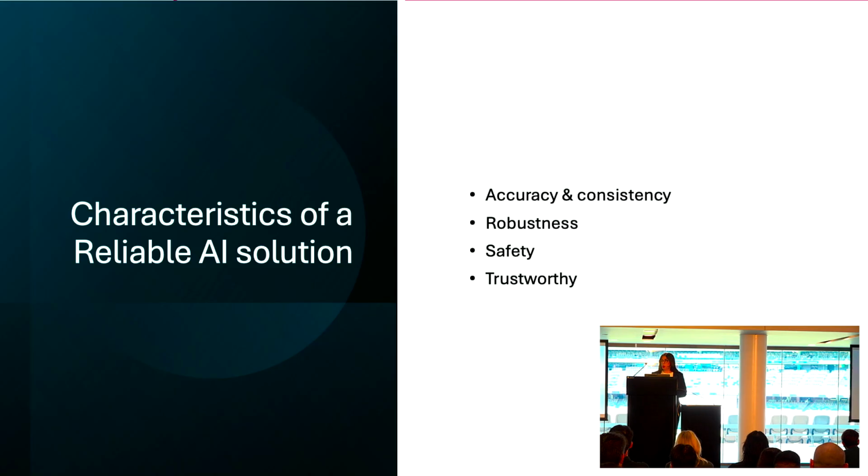AI systems should not cause harm, and they should be tested extensively to ensure safety, particularly in high-stake environments. Trustworthiness is a fundamental characteristic of a reliable AI solution. It represents the confidence users and stakeholders place in the AI system to operate in a way that can be depended on.